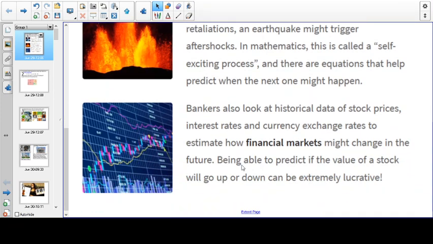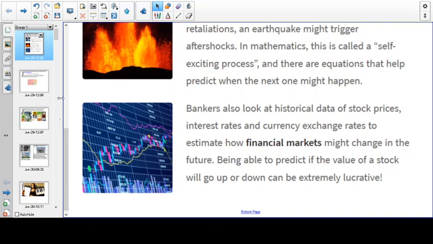In economics and banking and finance, bankers look at historical data, stock prices, interest rates, and currency exchange rates to estimate how financial markets might change in the future. Okay, so there's lots of different examples of how we use sequences to make predictions.